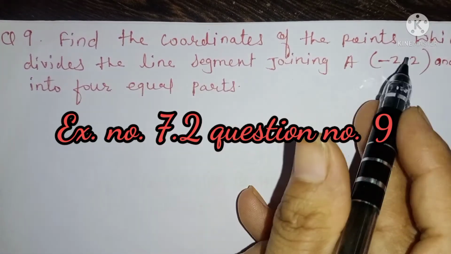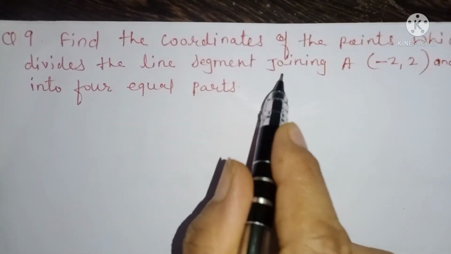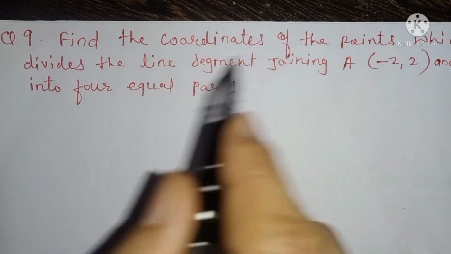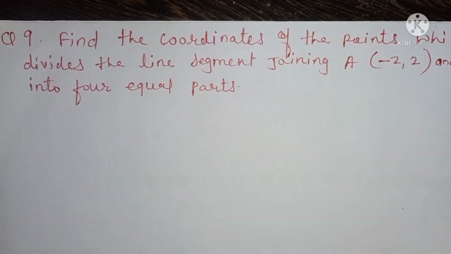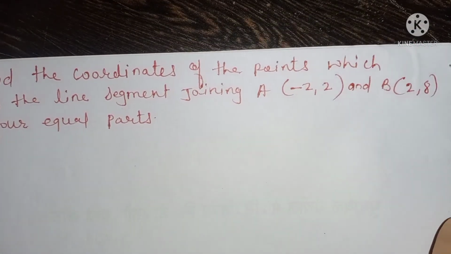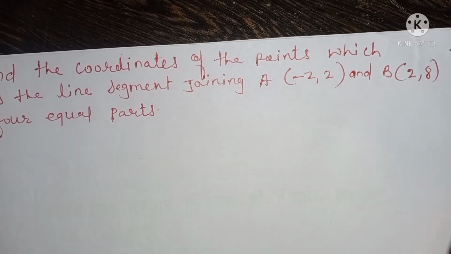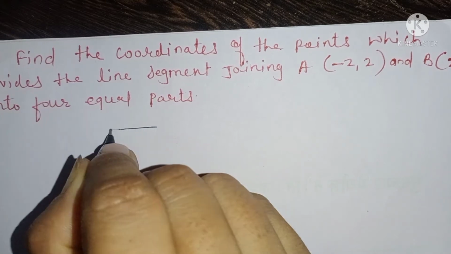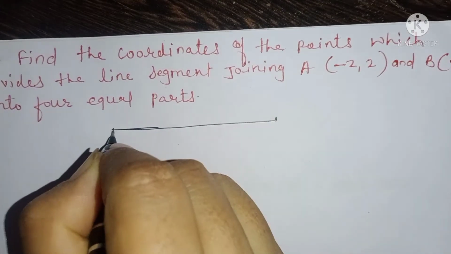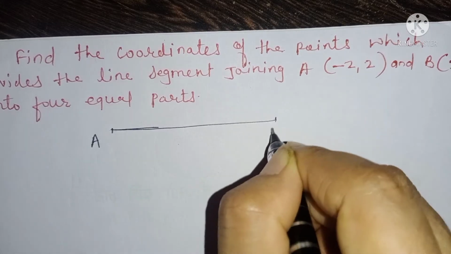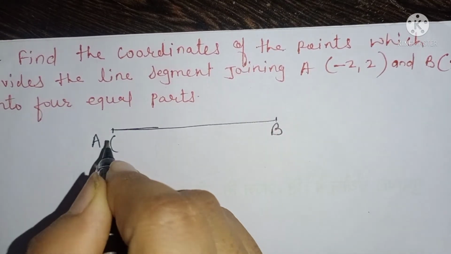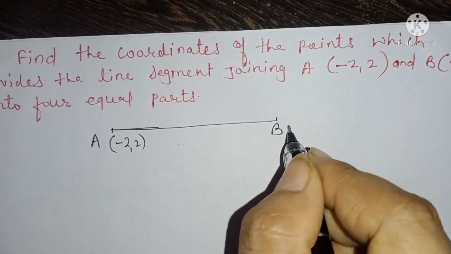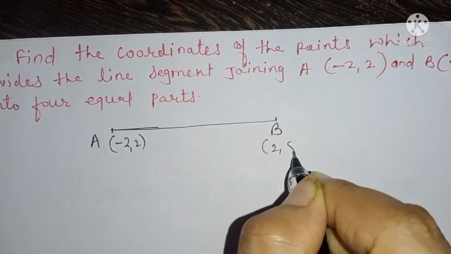Find the coordinates of the points which divide the line segment joining A(-2, 2) and B(2, 8) into 4 equal parts. Okay, so what is given? We have a line segment and its coordinates are given to us, right? So let's draw a line segment AB. This is A and this is B. The coordinates of A are -2, 2 and the coordinates of B are 2, 8.